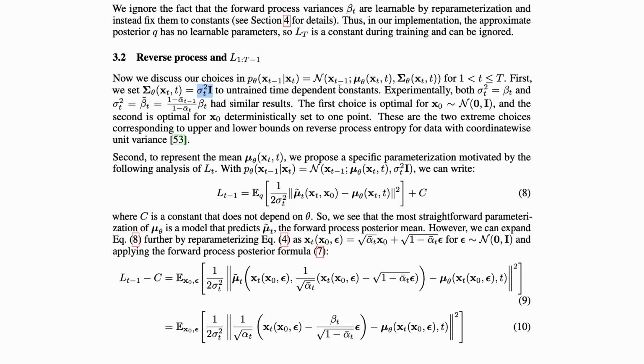So first we set sigma theta of xt comma t to sigma t square I, untrained time dependent constants. Experimentally, both sigma t square equal to beta t and sigma t square equal to the other choice had similar results. Oh, okay. So this is the variance. It sets it to sigma t square times I. And what is the sigma and how is it dependent over time?